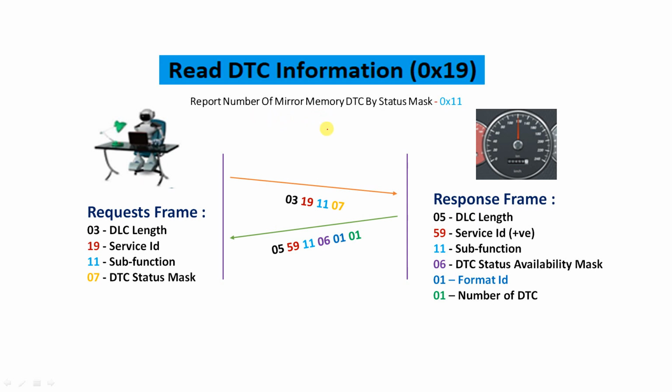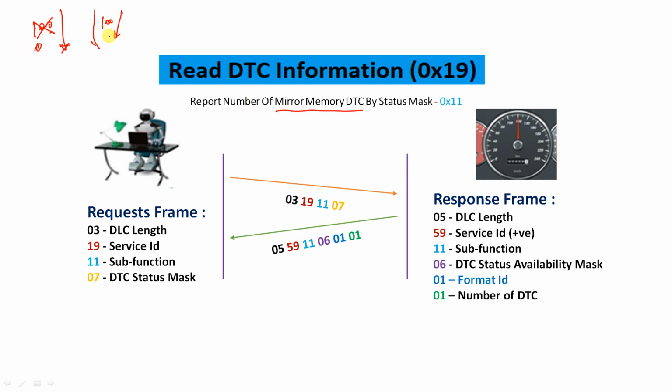Then, report number of mirror memory DTC. Mirror memory is again a kind of DTC, a different kind among other DTCs. For simple understanding, I can say it is a copy. For example, if there are 100 DTCs in the ECU memory, these 100 will be in the mirror memory as well. If you try to remove them, the ECU memory will become zero, but the mirror memory will not, because it is a kind of backup. We have a separate explanation for this; for the time being, understand it is a backup.